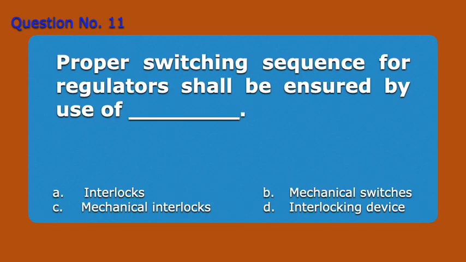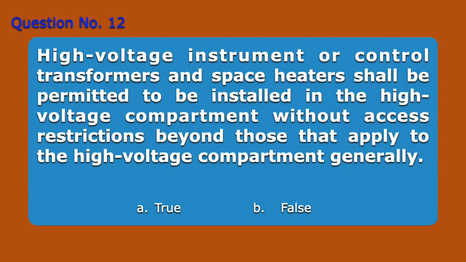Question number 11. Proper switching sequence for regulators shall be ensured by use of blank. A. Interlocks. B. Mechanical switches. C. Mechanical interlocks. D. Interlocking device. Answer: C. Mechanical interlocks.